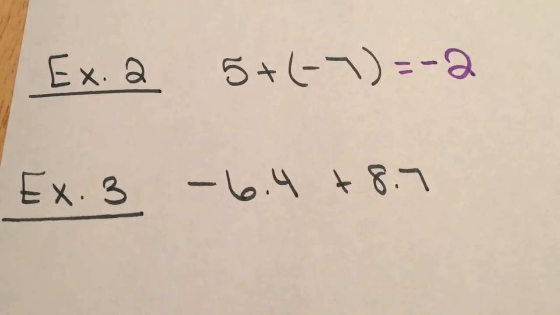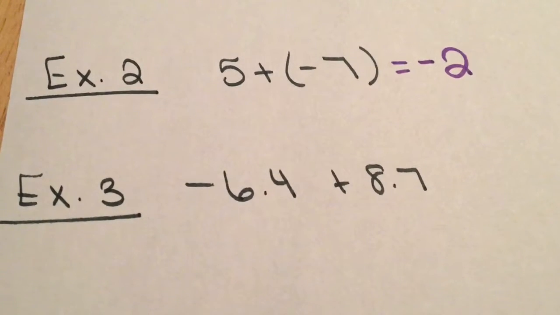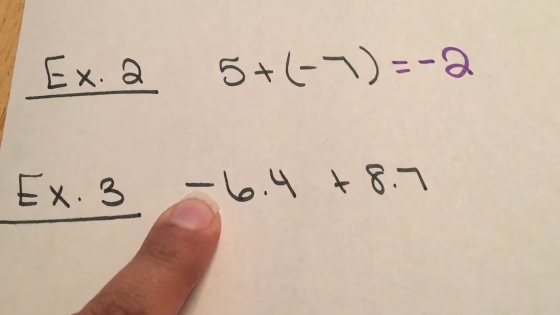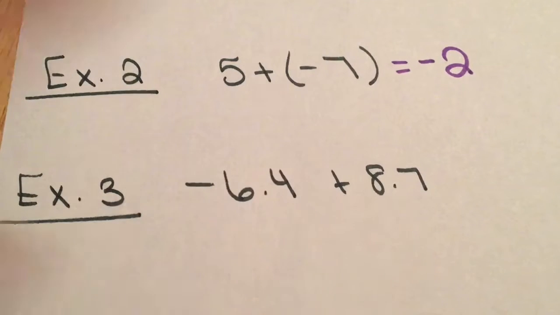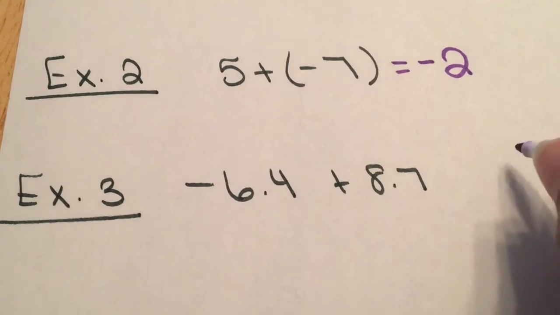Okay, next we have decimals. So the same rules are going to apply even when we're working with decimals and fractions, as we're about to see. So the first thing we notice, we have a negative 6.4 and a positive 8.7. So they're different signs. We have to subtract. 8.7 minus 6.4 is 2.3.